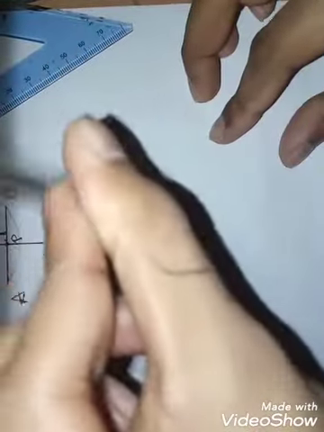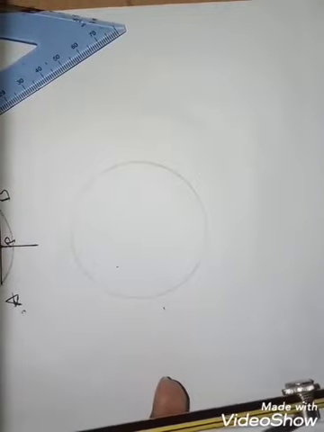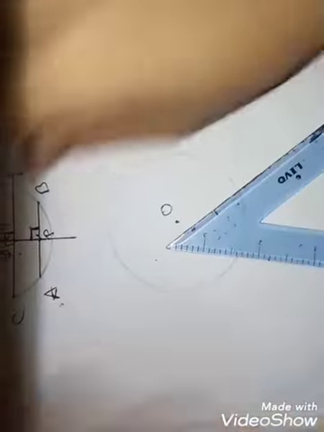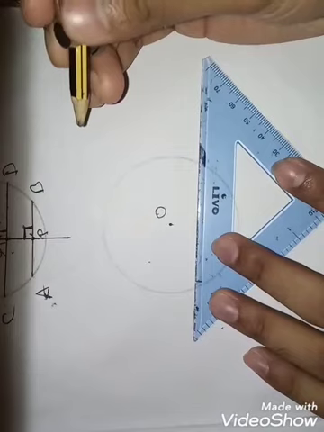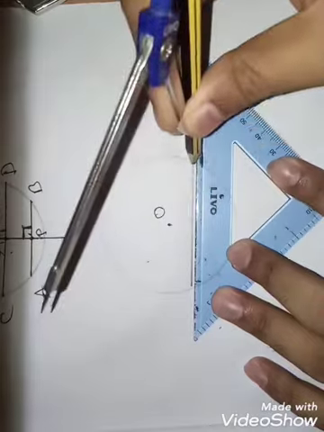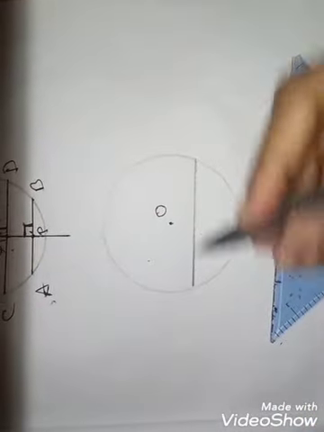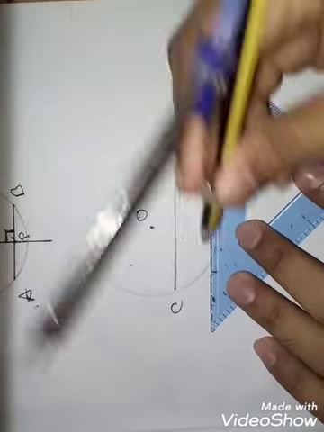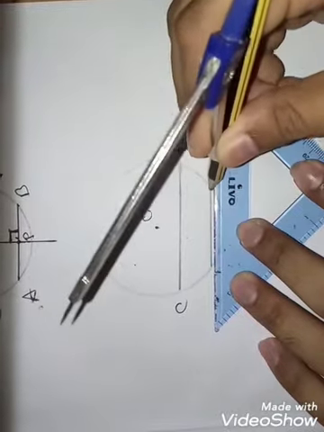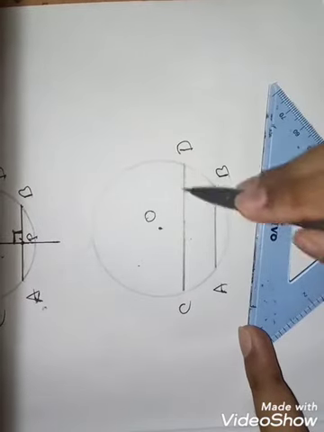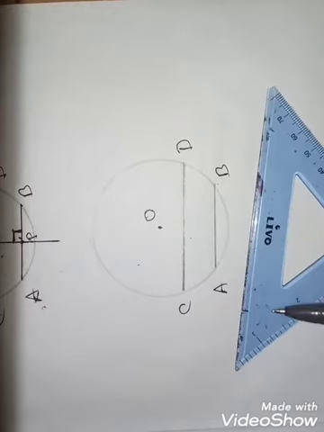I'm drawing the circle again. This is the center O. And this is a chord. Let's name it CD. And we are taking another chord that is parallel to CD, and we name it AB. These 2 chords, this one and this one, are parallel to each other.